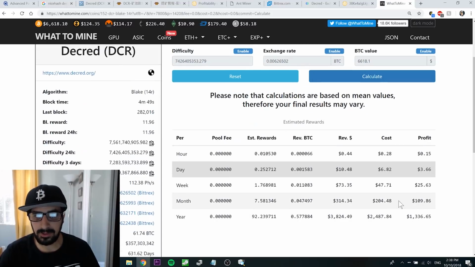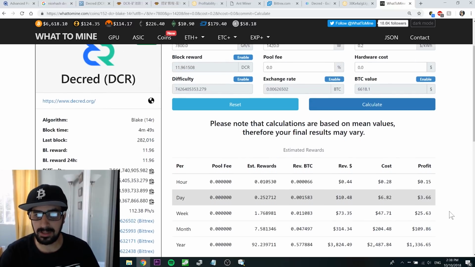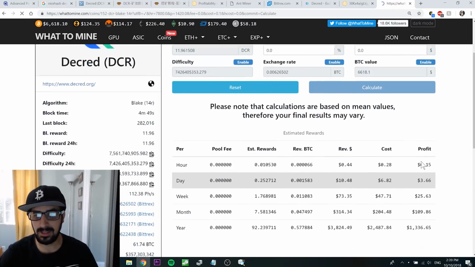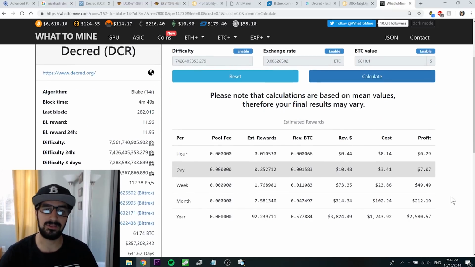My cost for electricity is very high, $200. So I'm gonna make about $100 a month. It's about the same as the Z9 pretty much, but it's a lot louder. And if you pay less for electricity, for example only 10 cents per kilowatt hour, you're gonna make double the profit. So you see how that's gonna help you a lot with the profit.